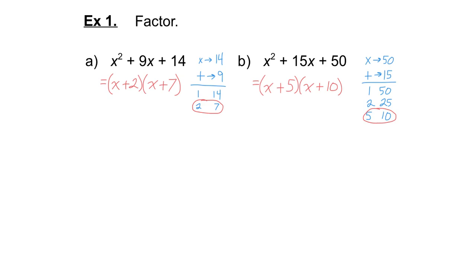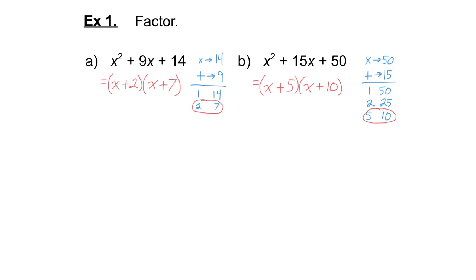So hopefully you got these answers. x plus 2 times x plus 7 for the first one. x plus 5 times x plus 10 for the second one. I'm just showing my work here in blue in case you got stuck. I know that I need two numbers that multiply to 14 and add to 9. So I went through factors of 14. What multiplies to 14? Well, 1 times 14 or 2 times 7. Those are the only ways we can multiply to 14.